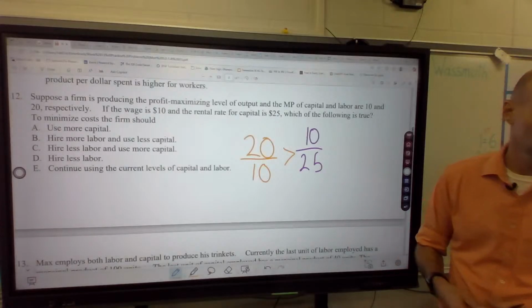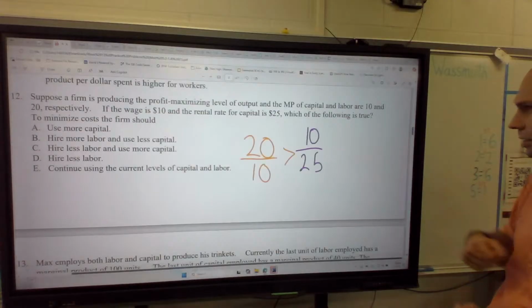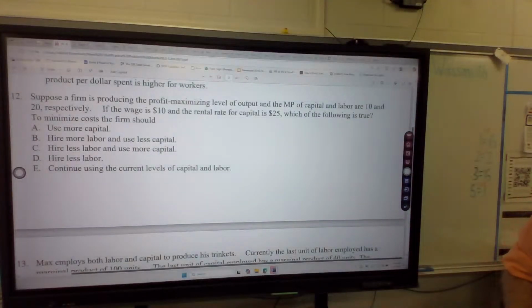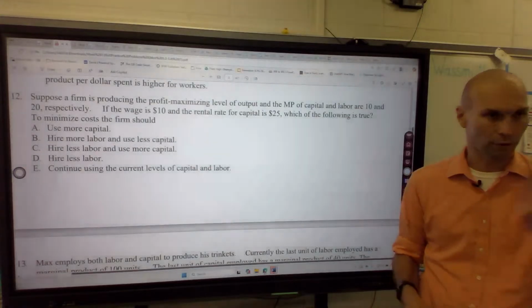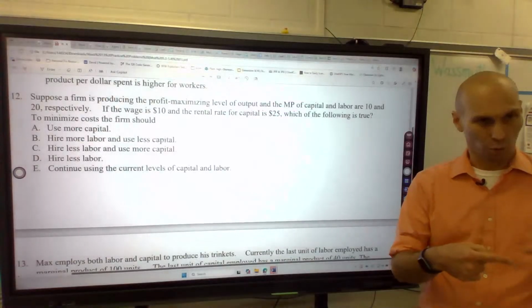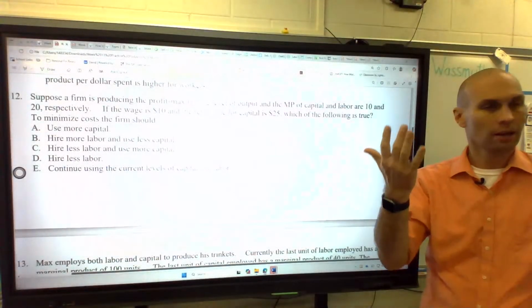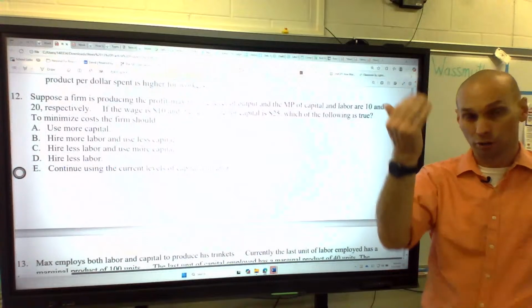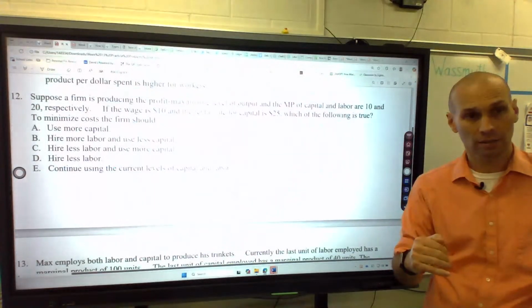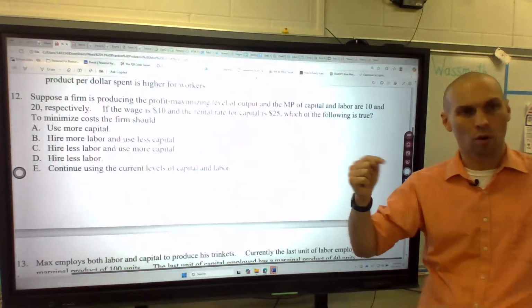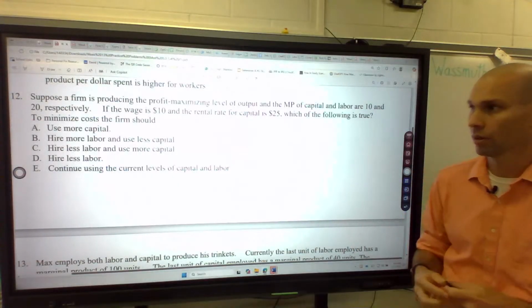Easy enough? Optimal input mixes. Can you tell that you're not already at the optimal? How do you know? Because we don't know the price of the good, so we can't find marginal revenue product over the wage rate. So it's just marginal product, bigger wins. If it's marginal revenue product over the wage rate or rental rate, then you can find exactly how many more, or if we should do more. Is that why E is wrong?